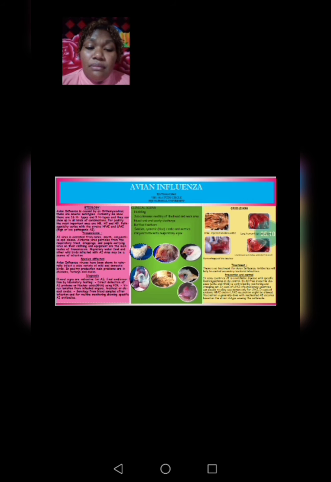areas, countries can decide to allow vaccination only for low pathogenic influenza. In case of endemic high and low pathogenic influenza, vaccination might be allowed. Vaccination is generally done with inactivated avian influenza vaccine based on the strain H type causing the outbreak.